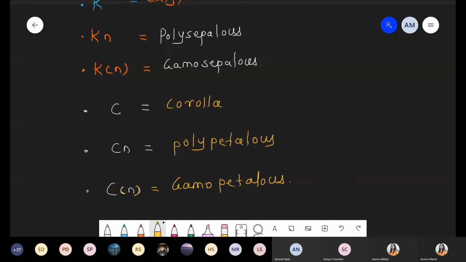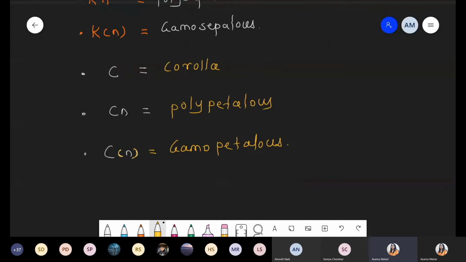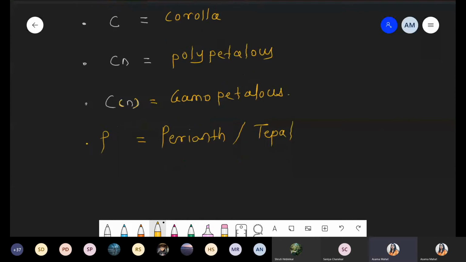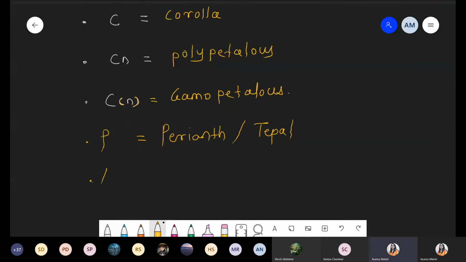Okay. Now, just tell me if capital P is present. So this stands for capital P. Capital P stands for perianth, where sepal and petal are morphologically similar, and these are simply called tepals. Now, capital A stands for part of androecium, the male reproductive part.